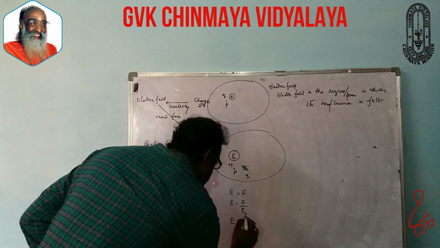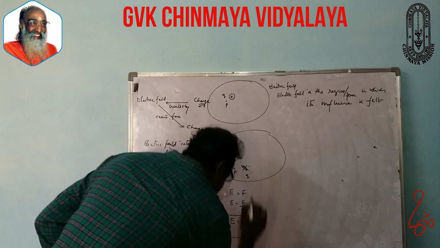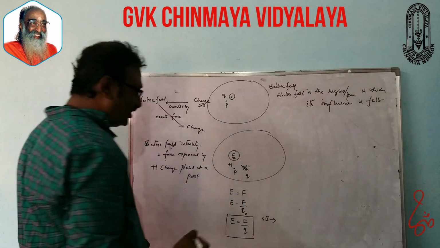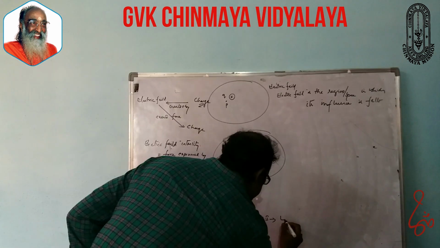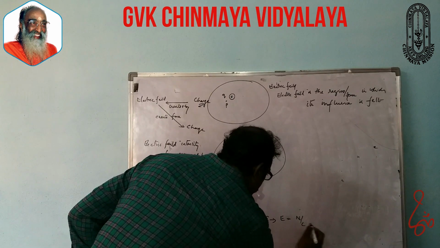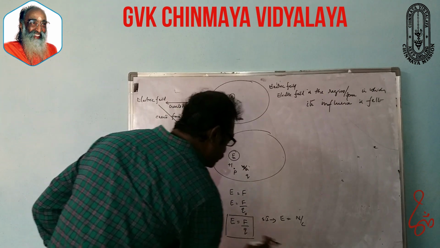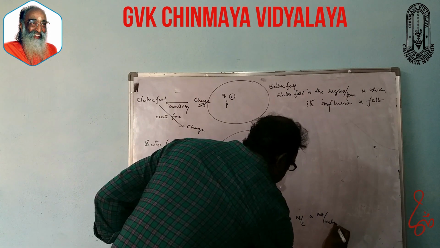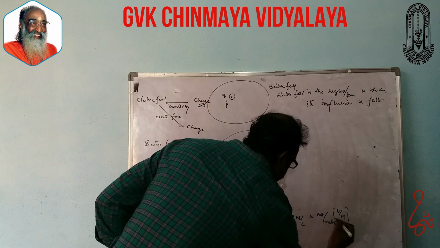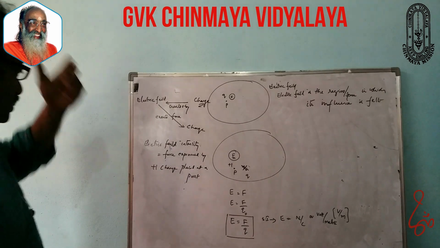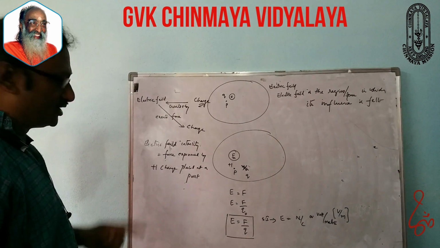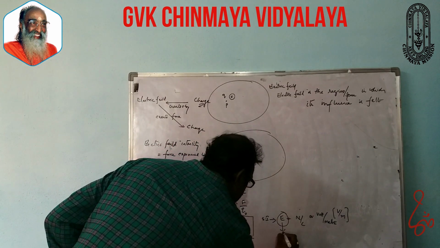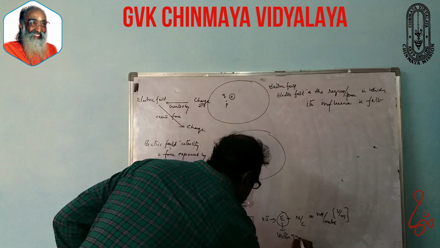From this expression, you can write its SI units. The SI unit of electric field intensity E is Newton per Coulomb, since F is in Newton and Q is in Coulomb. One more unit is volt per meter. Okay. Now this electric field intensity is a vector quantity, and we represent it as E bar.